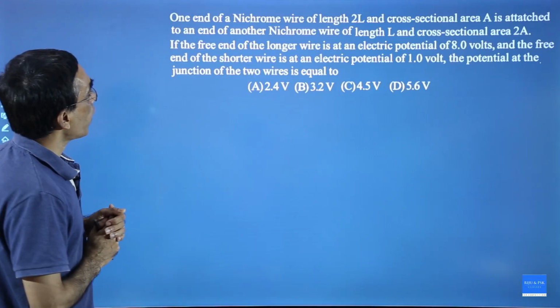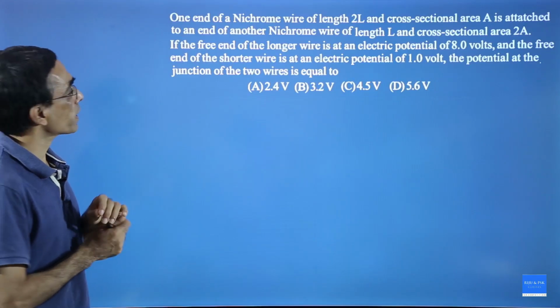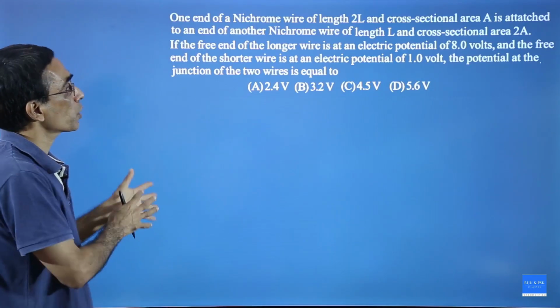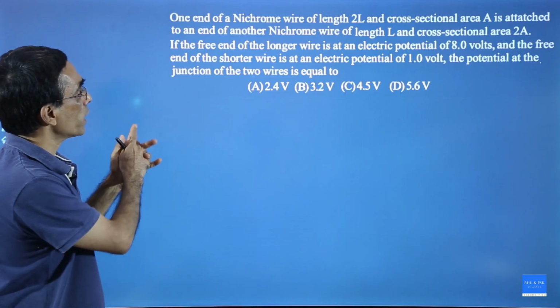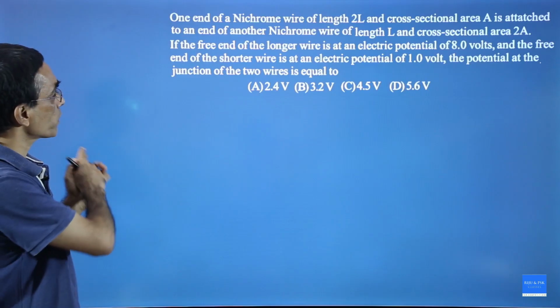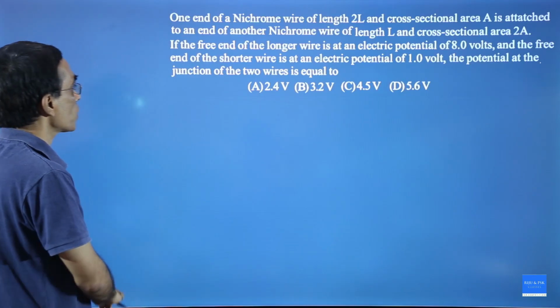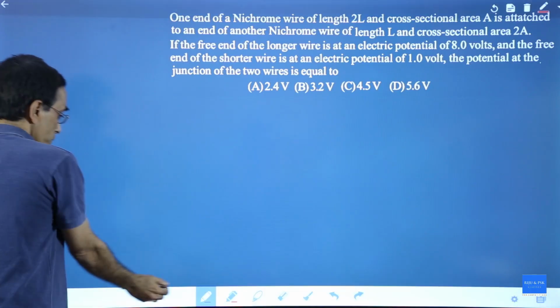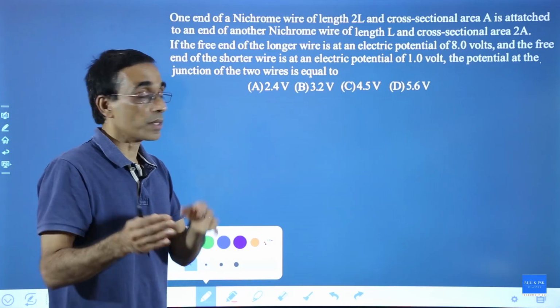Next one: one end of a nichrome wire of length 2L and cross-sectional area A is attached to an end of another nichrome wire of length L and cross-sectional area 2A. If the free end of the larger wire is at an electric potential of 8 volt and the free end of the shorter wire is at an electric potential of 1 volt, the potential at the junction of the two wires is equal to? This is a combination of the concepts learned in the previous classes.